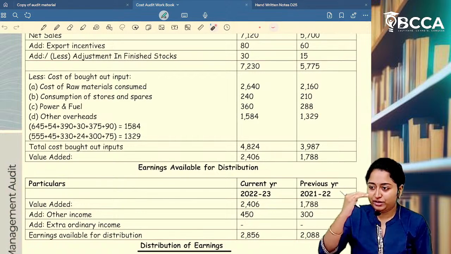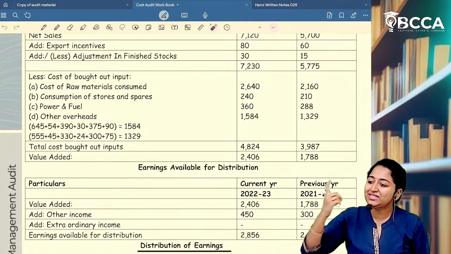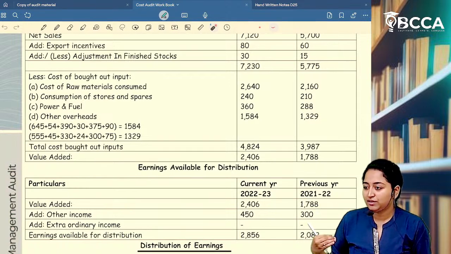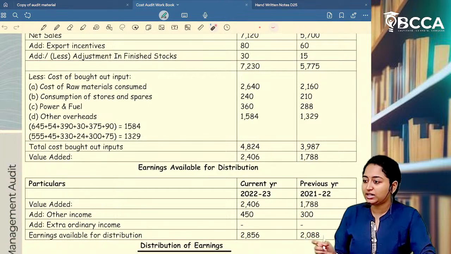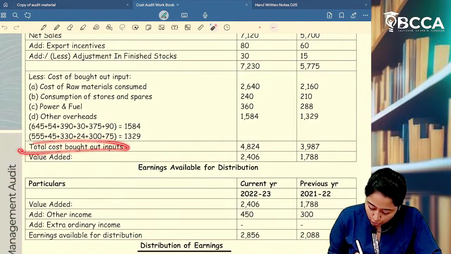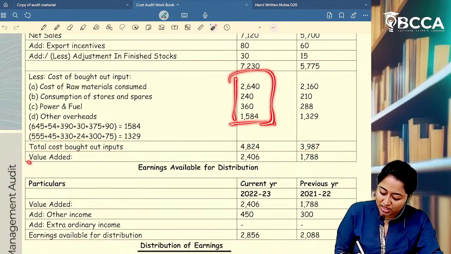Okay, we have bifurcated and written it in our notes. In the suggested answer, they have given us the total. I suggest you write it in a division manner, like each and everything you will write separately. Don't just write the total. Okay. Now, we'll do the total cost of bought out inputs for all this.